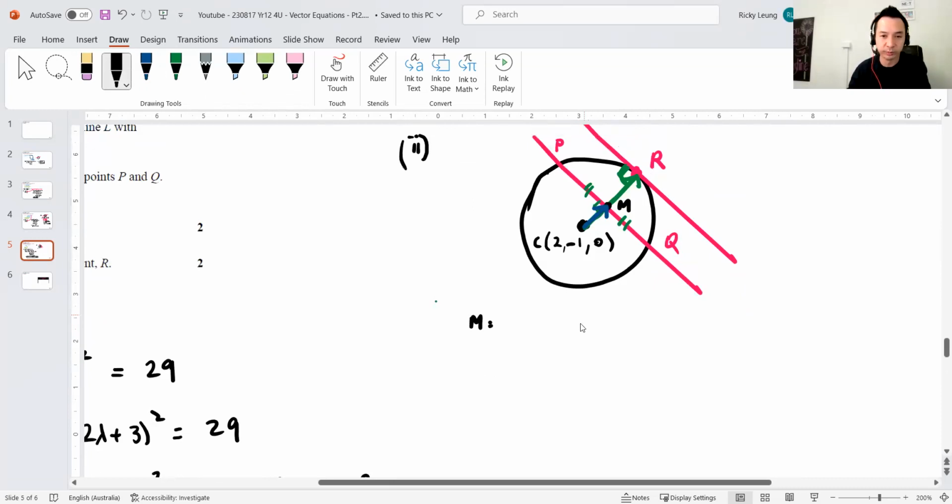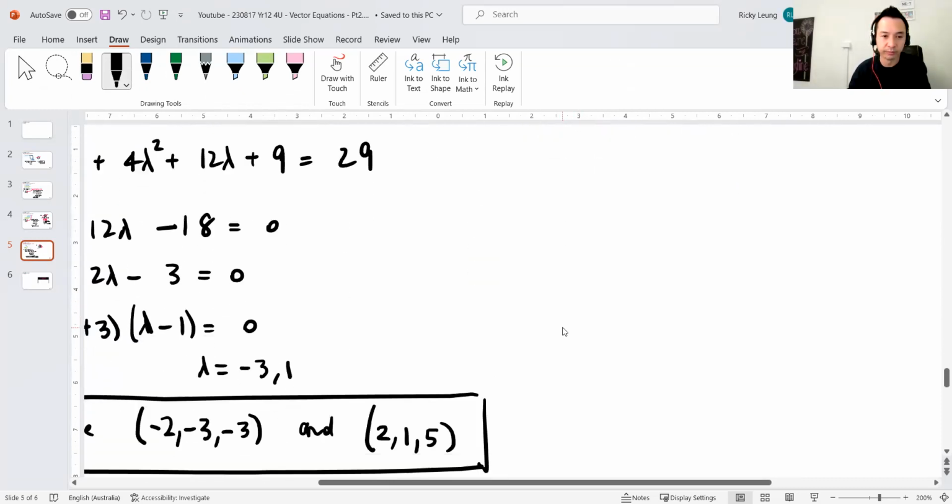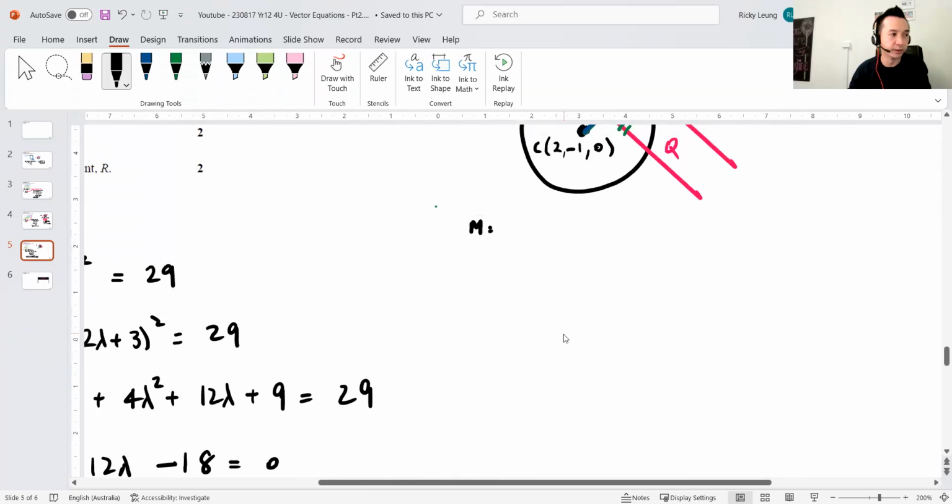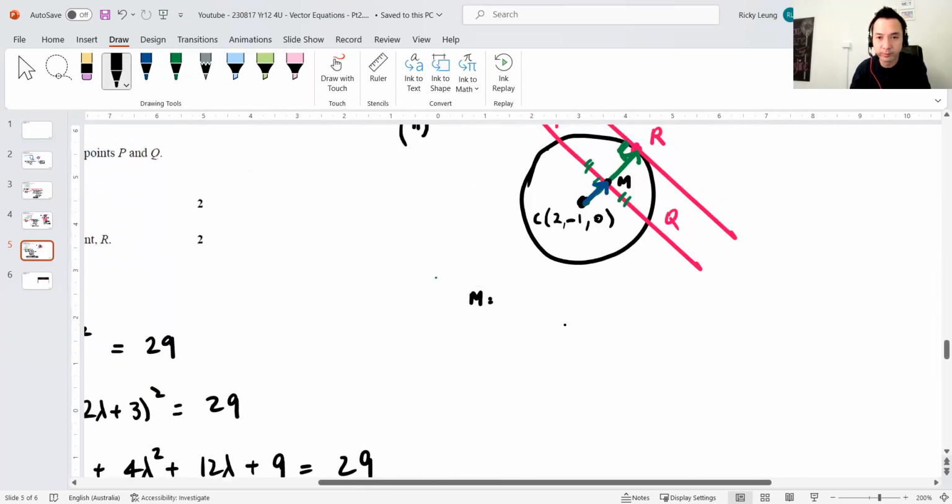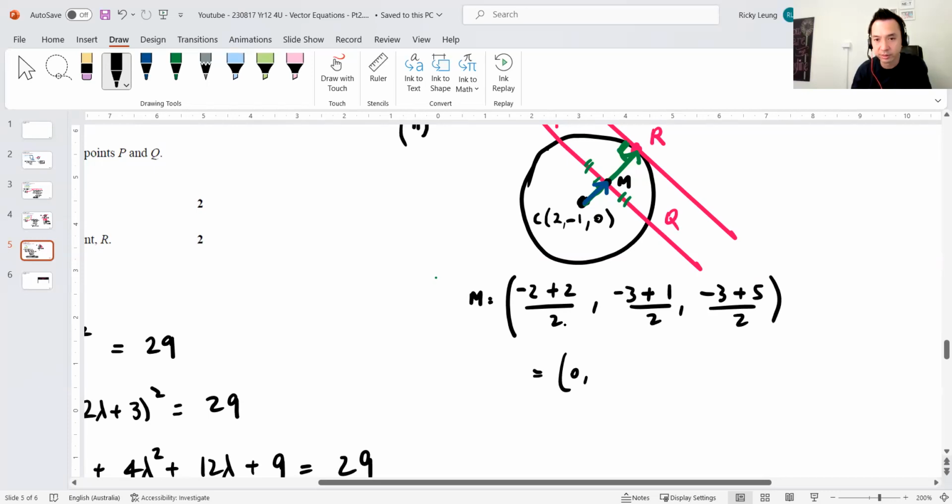Where we know, what's the 2 points? Actually I got up here. So I just go find the midpoint. So it'd be like a triple midpoint formula, -2 plus 2 on 2, -3 plus 1 on 2, -3 plus 5 on 2. Now what's that, guys? 0, minus 1, 1. Yeah, got the midpoint.